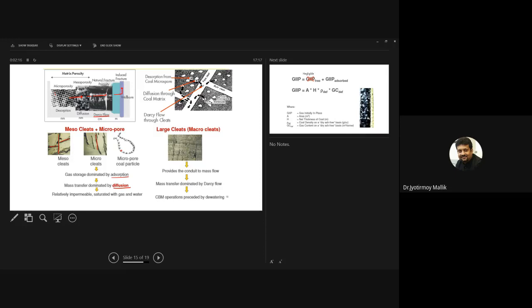So you can see here these A and B, these particles of gas that actually come out through the process of desorption from the microporosity, and then it diffuses to the cleat system. And then here this flows following Darcy's law. So desorption, diffusion, and then Darcy flow. That is what such complex flow dynamics happens in case of coal bed methane flow within the coal seam.